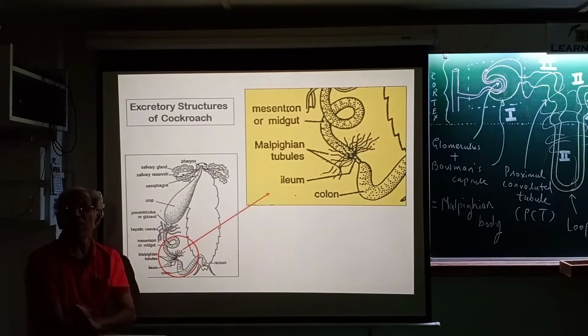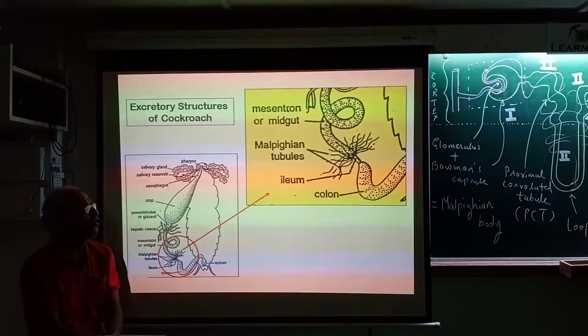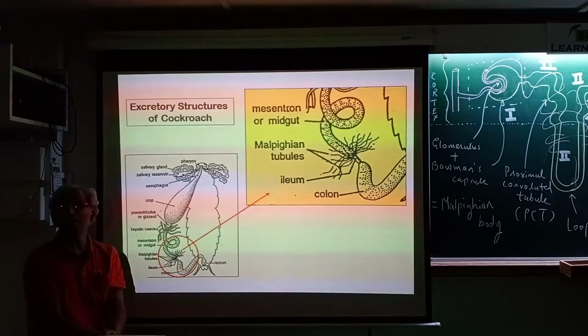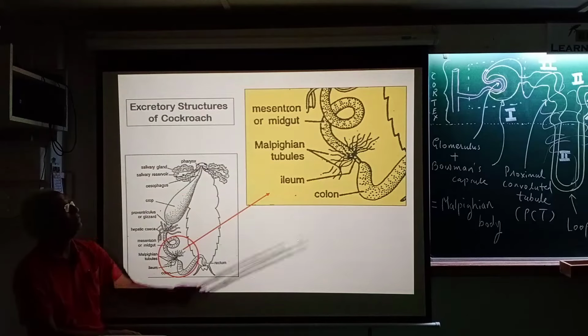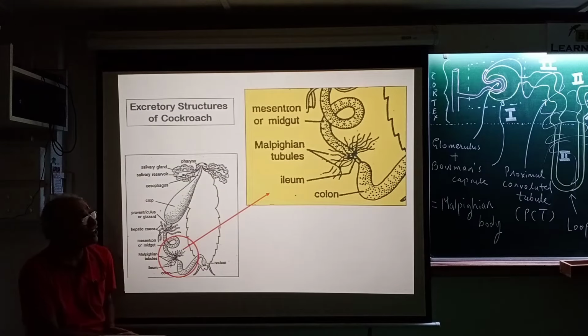Insects constitute the largest group of animals, and so you can say 70% of all the animals in the world have excretory structures, Malpighian tubules. Let's go ahead.